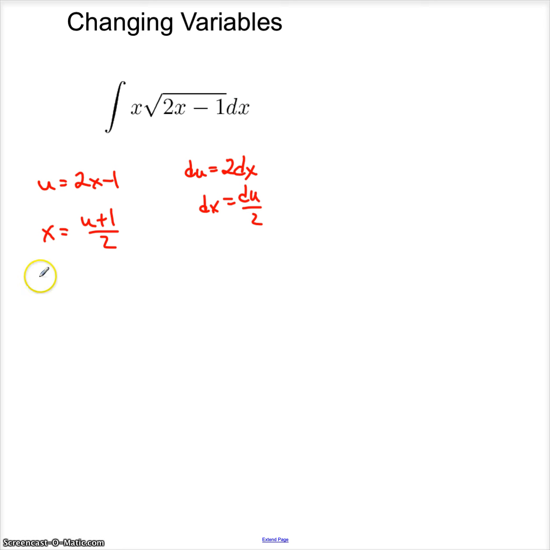Let me plug all that mess in. Let's switch my pink colors here. So this becomes the integral of x, which is u plus 1 over 2, times the square root of 2x minus 1, so that's u to the 1/2.